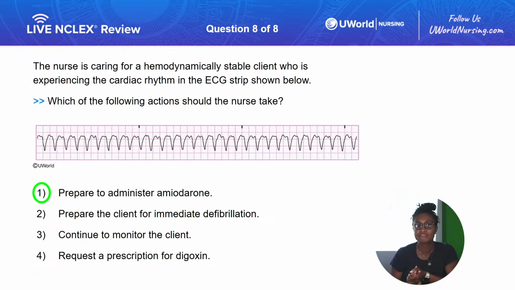And then option 4, request a prescription for digoxin. That actually is not the correct answer. Digoxin can actually cause this rhythm, especially if they have digoxin toxicity, which is a lot of digoxin built up in their system, maybe because the kidneys aren't excreting it the correct way. Then it builds up and sends them into this rhythm, and then VFib, and then we got a problem because it's shift change and you've got to do the crash cart. Problems. We don't want problems.